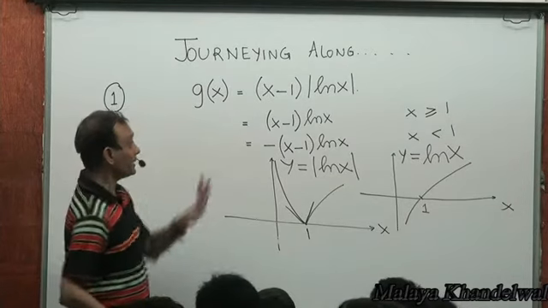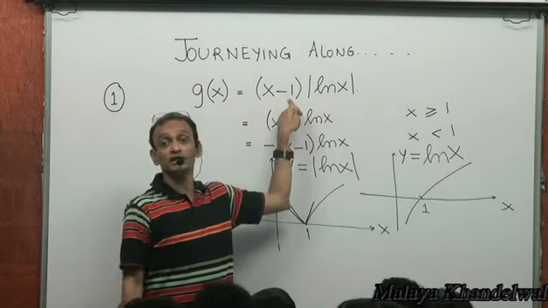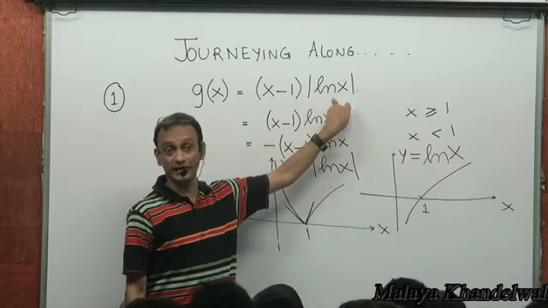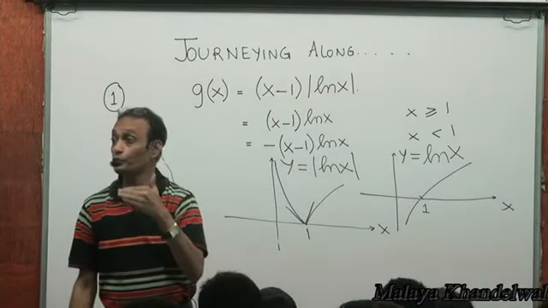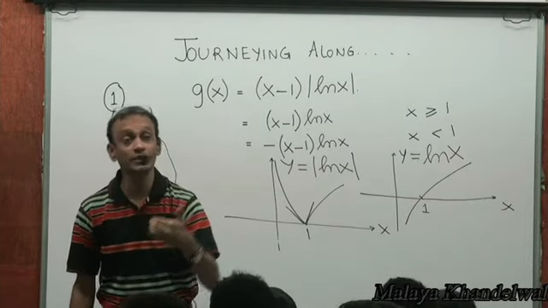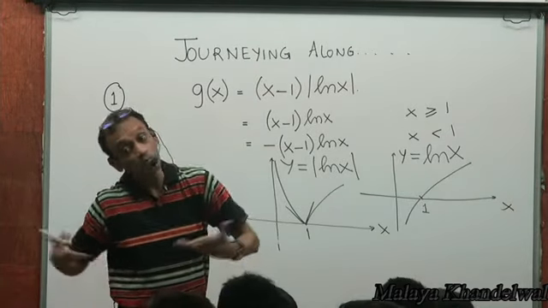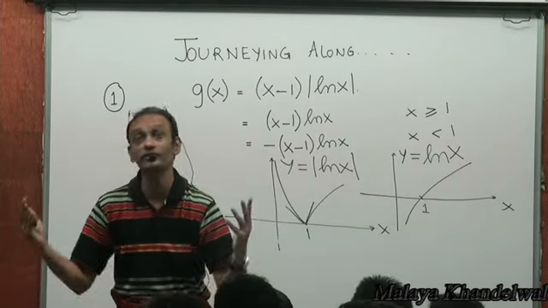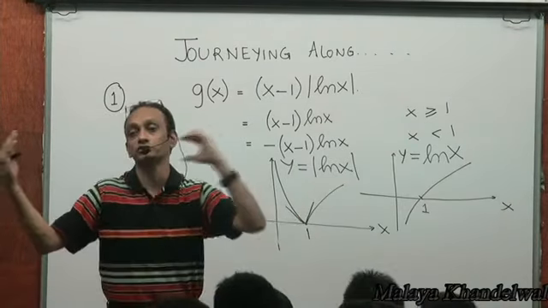But x minus 1 is a linear function, a polynomial. This is differentiable everywhere, but mod ln x is not differentiable at x equal to 1. However, the product of a differentiable and a non-differentiable function may be differentiable. So we can't draw any conclusion out of this, right? We would actually have to check the function, right?